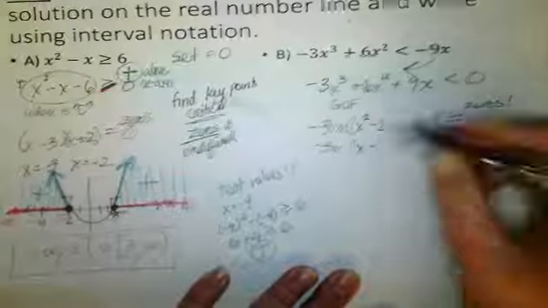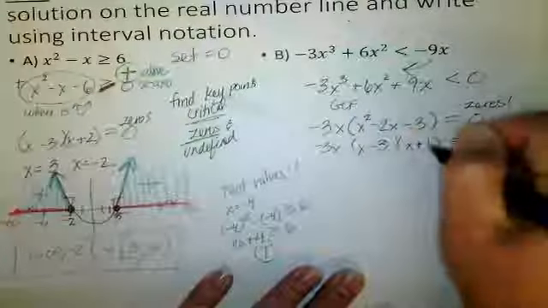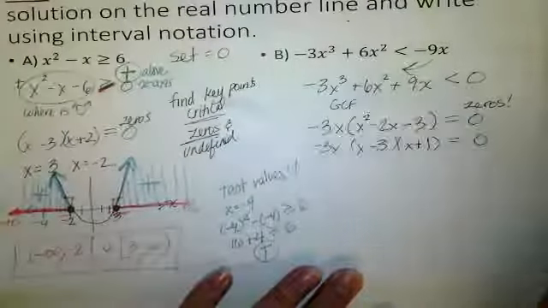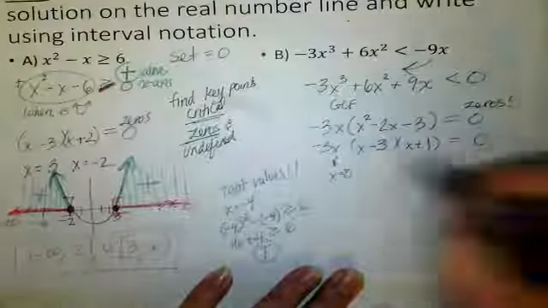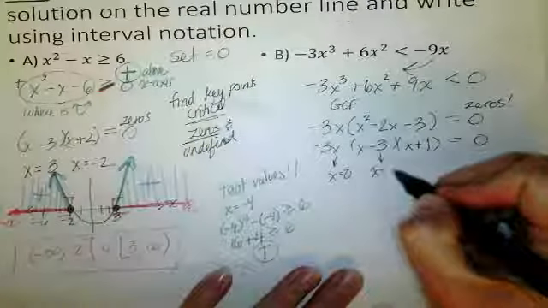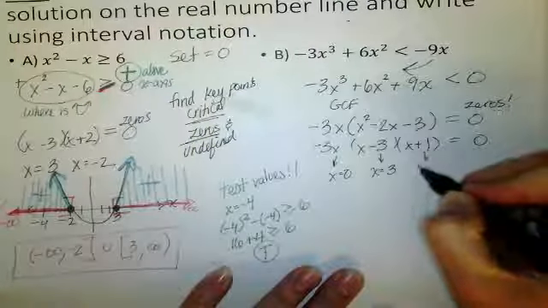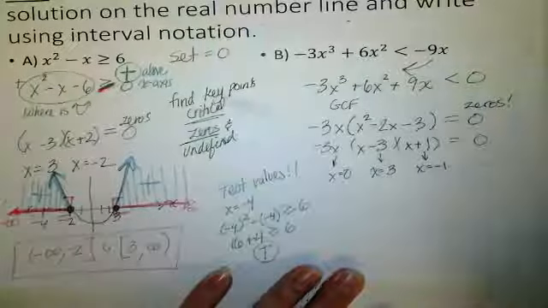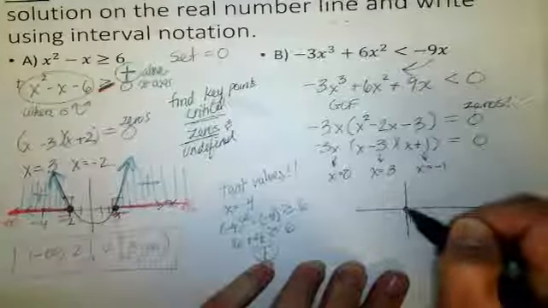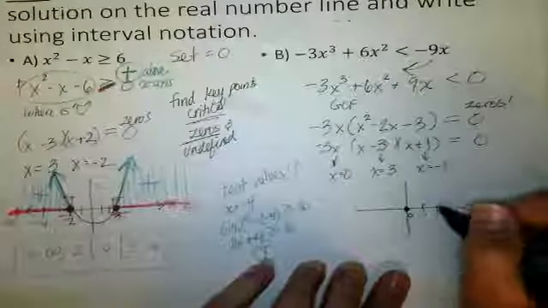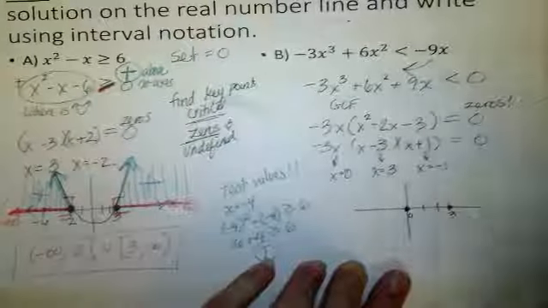-3 and +1. There we go. And so here we get x equals 0, here we get x equals 3 and x equals -1. So again, I can make an easy sketch of this: 0, 1, 2, 3, and -1.